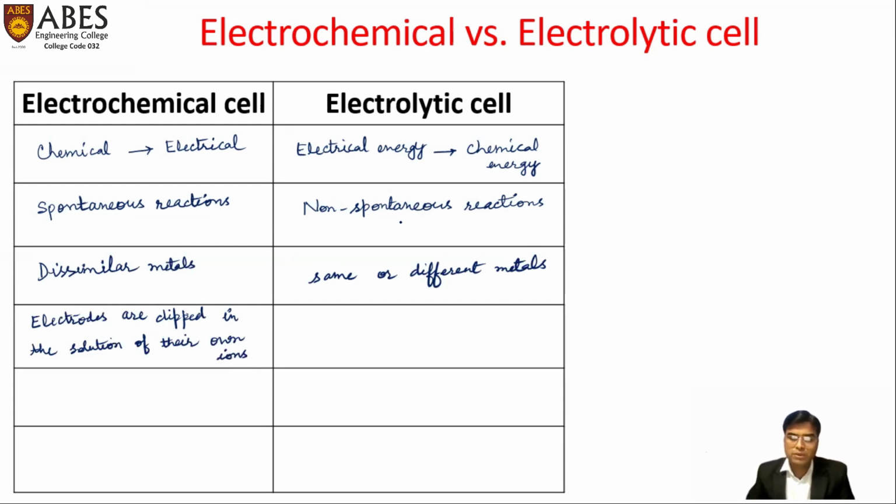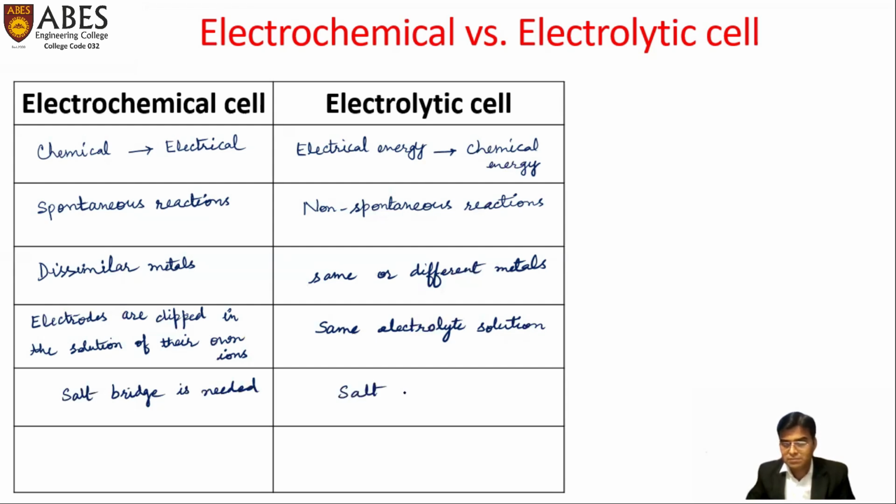Whereas in the electrolytic cell, both the electrodes are inserted in the same electrolytic solution. Because in the electrochemical cell we have two different half cells, they have to be connected with the help of a salt bridge. But in the electrolytic cell, we don't have different half cells. We have a single solution, so a salt bridge here is not needed. So in the electrochemical cell, the salt bridge is needed, whereas in the electrolytic cell, the salt bridge is not needed.